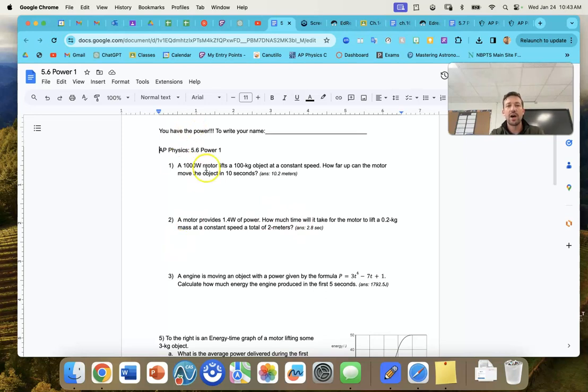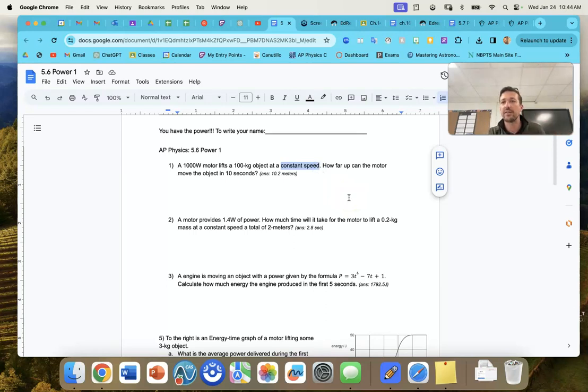So a 1,000 watt motor lifts a 100 kilogram object. Okay, so it gave me 1,000 watts. That's power, right? Lifts a 100 kilogram, that's a mass, object at a constant speed. How far up can the motor move the object in 10 seconds? It gives me a time, right? It wants me to figure out how far up it can move. Now, some of you might be looking at this constant speed thing. Yeah, but the only reason the constant speed is given there, it never tells us what the speed is, right?